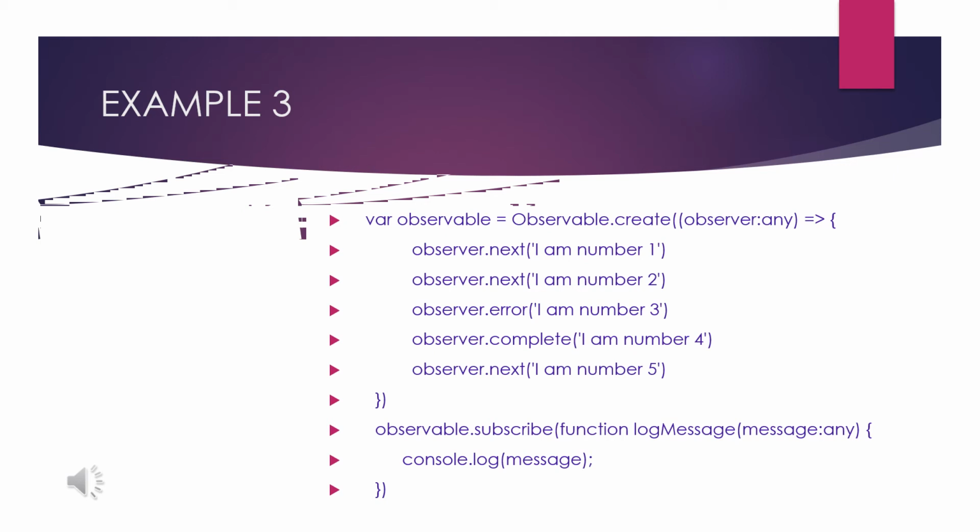Here we have multiple next methods, but only one error and one complete method. We can have a variety of numbers of next methods based on our constraints, and that will work as usual. Below, we wrote an observable with all the next, error, and complete methods, and next to that we subscribe to it, and through the subscription we get the messages on a regular basis based on the timings. First the next methods will be executed, and then error, then complete.